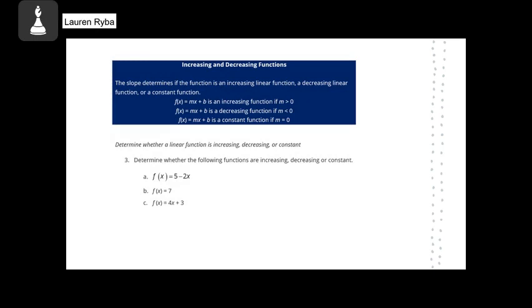Do we have an increasing, decreasing, or a constant function? Well, let's recap. Remembering that y equals mx plus b, if m is a positive number, we have an increasing function. And that's what this first one says here. Increasing if m is greater than 0. So m is positive. If the m is less than 0 or m is negative, we have a decreasing function. That means our line goes down from left to right. Positive goes up from left to right.